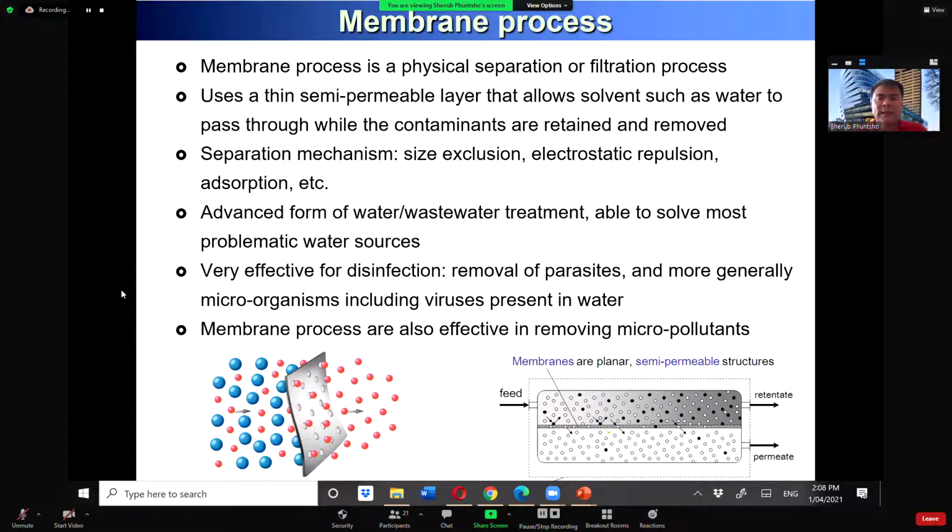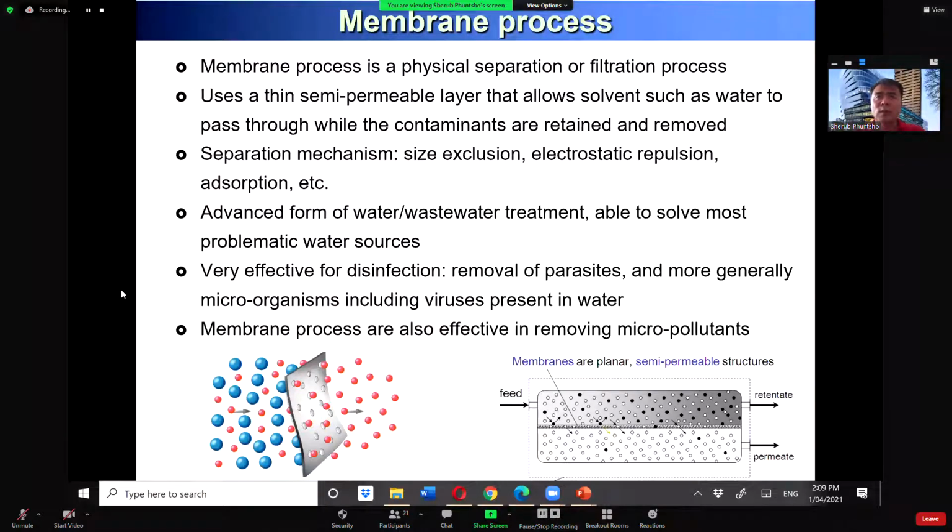Membrane process is basically a physical separation process. It's a kind of filter, except that in sand filtration we use sand granules to filter the water, but in membranes we use synthetic polymer membranes, a very thin one. Sand filters are usually very thick, like a few meters, but membranes are just a few microns thick, maybe 150 to 300 micrometers or something like that. So they're very, very thin membranes made of polymers.